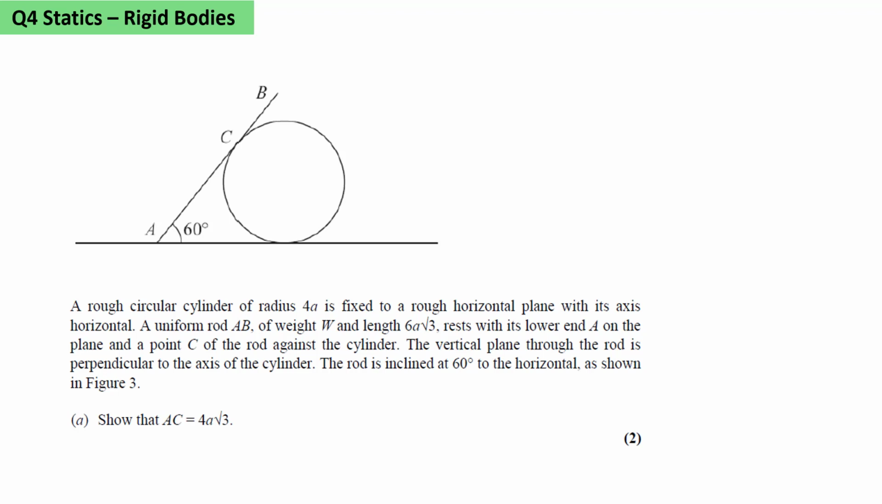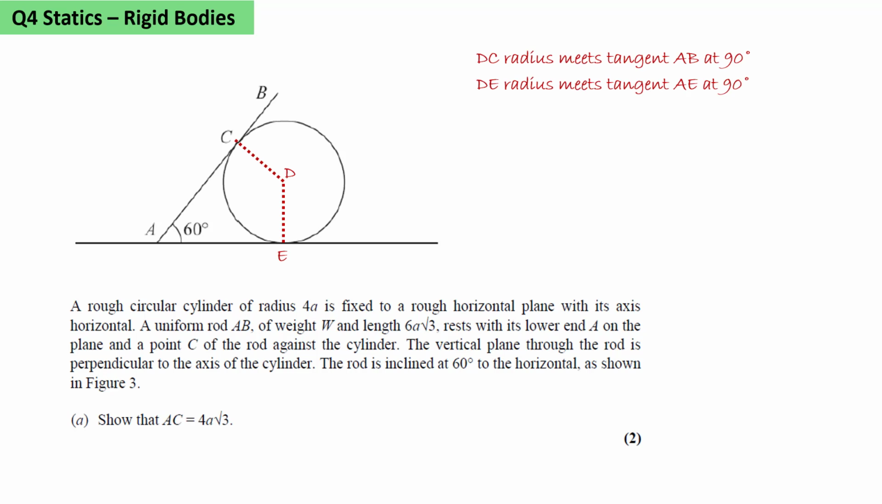First job is some geometry. We have to show that AC equals 4a√3. So we add the centre point D. We draw in two radii, CD and DE. The radius we're told is 4a.